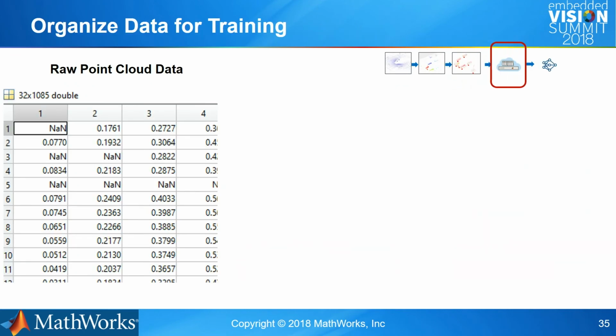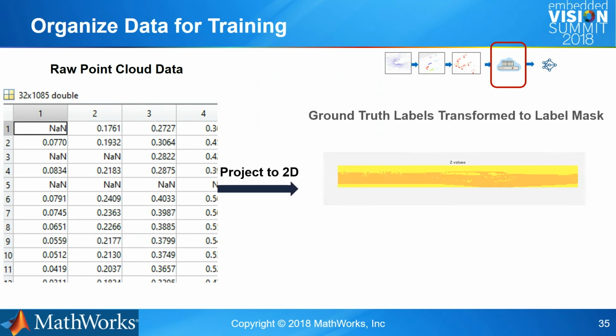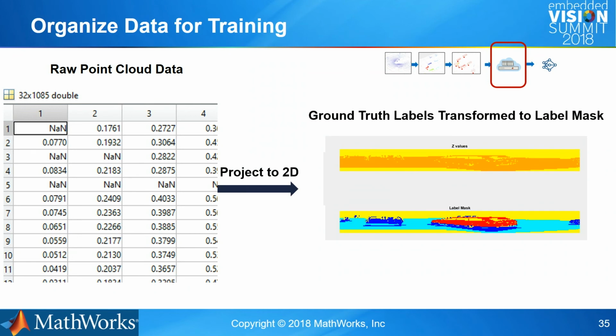And then you have to take your data and organize it for training. When the LiDAR data comes in, it looks like that. It's just a set of raw numbers. What we do is we project it to 2D, so it looks kind of like this mask here. And then when you take the labels and overlay them, you get what looks like a semantic segmentation mask.